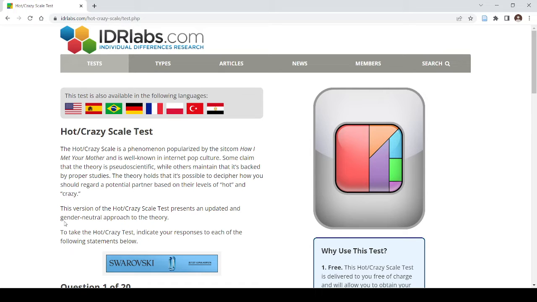Anyway, the actual text part of the preamble. The hot/crazy scale is a phenomenon popularized by the sitcom How I Met Your Mother, and is well known in internet pop culture. Somewhat well known, let's say. Some claim that the theory is pseudoscientific, while others maintain that it's backed by proper studies. If I may throw my own two cents in on this particular part of the preamble, it is to some extent backed by studies, but that is if you consider the dating pool to work based on market theory.